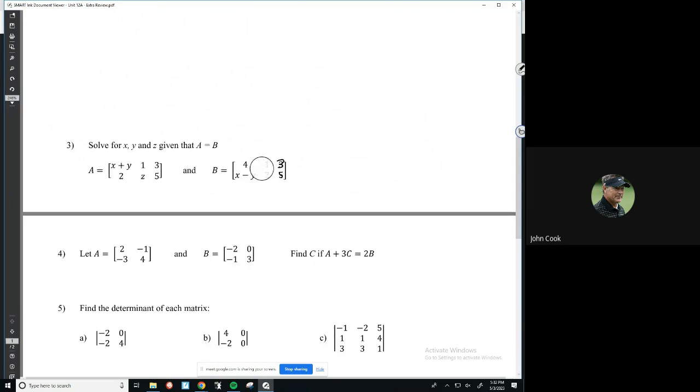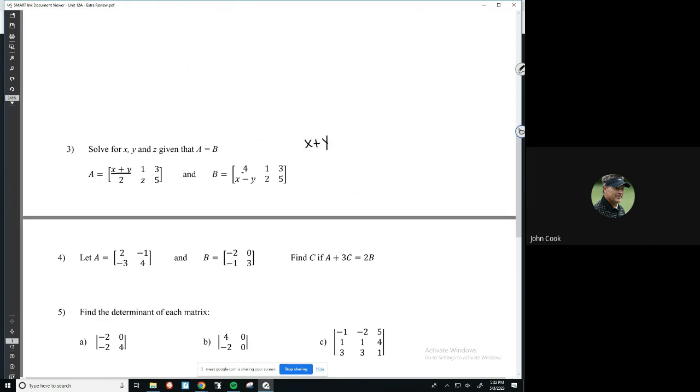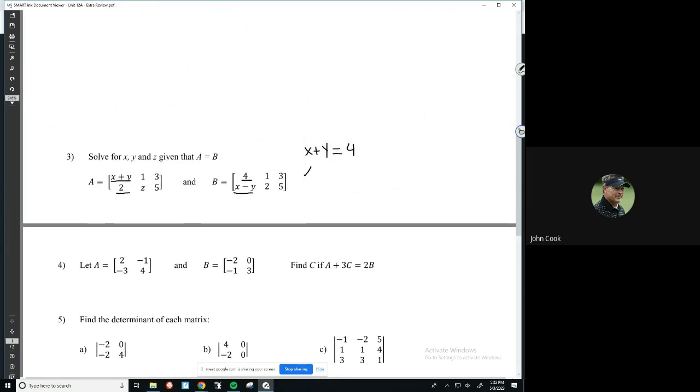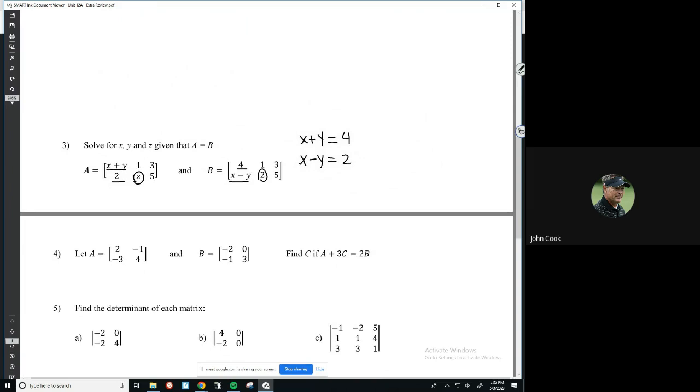So you can make some equations out of these, like x plus y equals 4, and then 2 is equal to x minus y. And then finally, that's a really easy one: z equals 2. I've already got one of the solutions, for the variable z right here. And for the other two, I just have a system of equations.